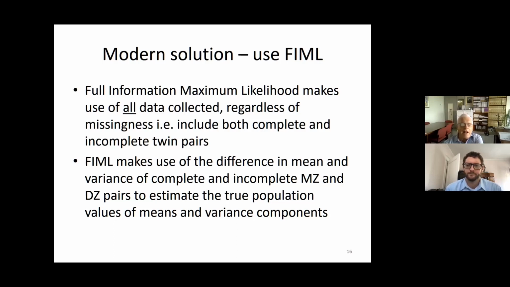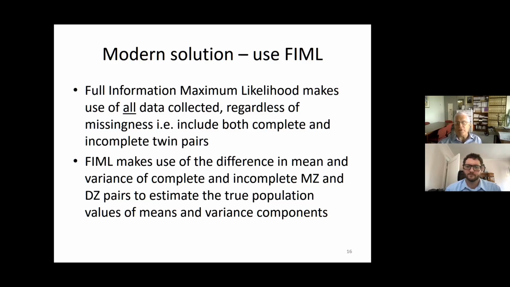And I can't give you the full mathematical theory, but at a sort of verbal level, what FIML is doing is making use of the difference in mean and variance between complete and incomplete pairs and comparing those for both MZ and DZ twins. And you'll see for traits that are genetic, you'll actually see differential effects there between the MZ and DZ pairs. And it makes use of those to estimate the true population values of means and variance components. So if you use FIML, this problem just gets solved for you, which is neat, but you need to be aware of it.